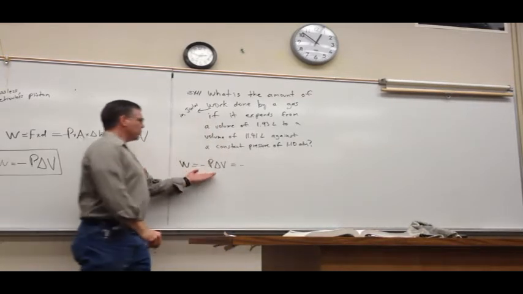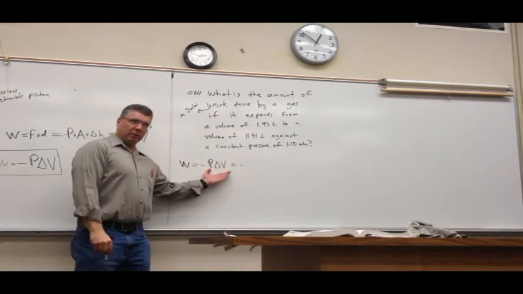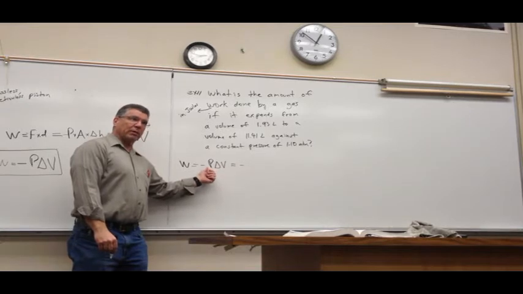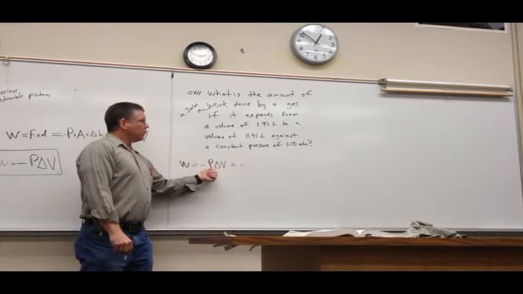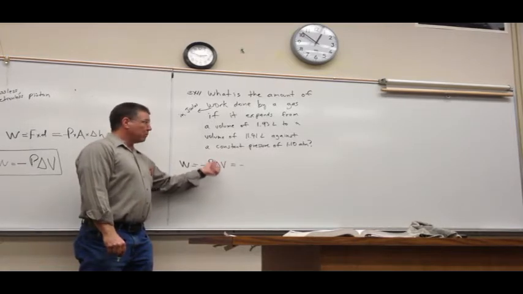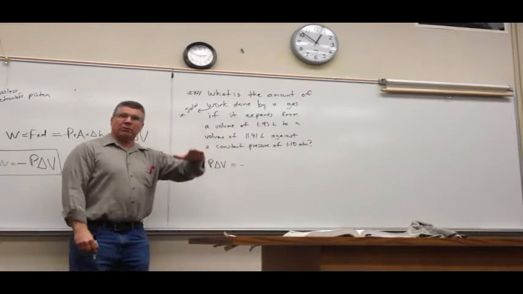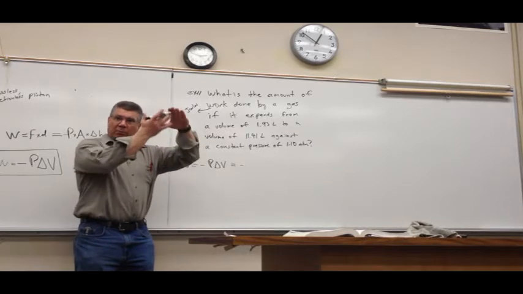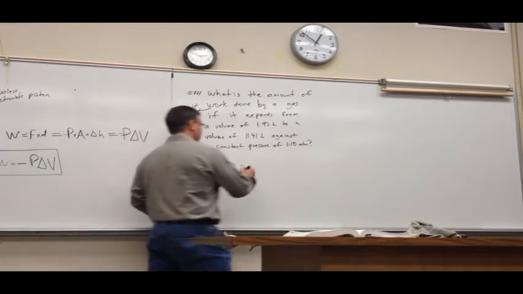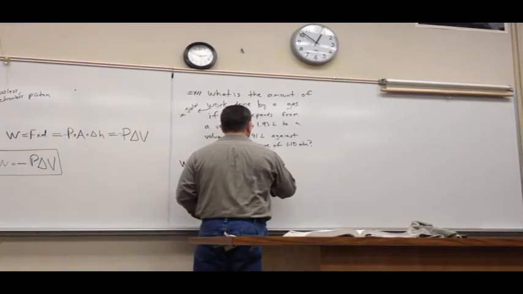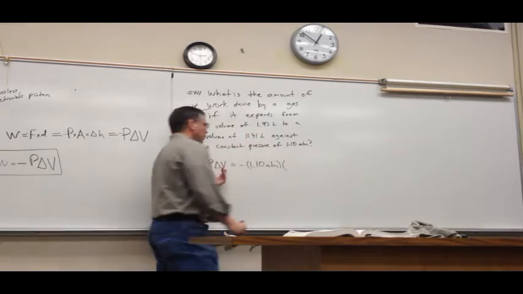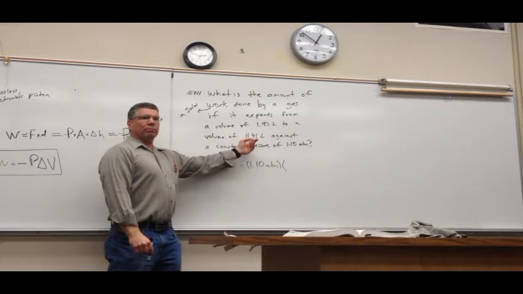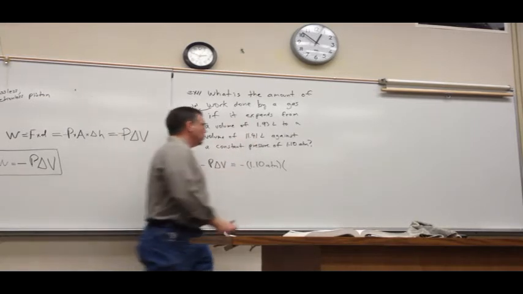So work is, we use minus P delta V. Make sure you remember that negative sign. It's a common mistake to prevent. Pressure is constant, right? So the pressure on top of it stays the same. It's just pushing against that pressure. It's 1.10 atmospheres. And the change in volume is just the final volume minus the initial volume.